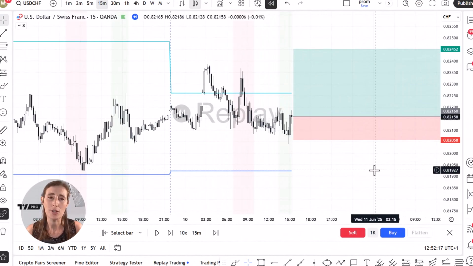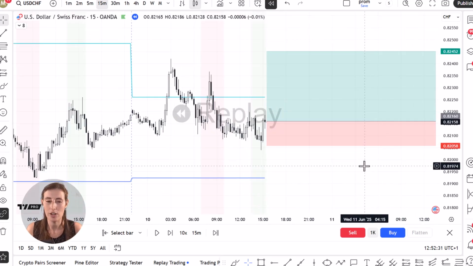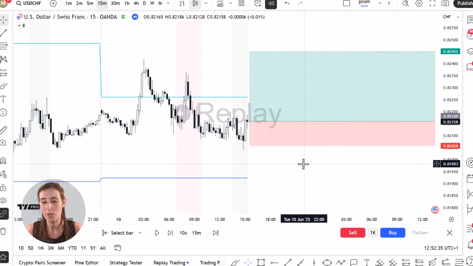So I've taken my charts back in time to when I placed this trade. The trade was originally placed on the Tuesday, but it hit its point on the Wednesday and concluded the trade. So this is recapping a live trade that I took in the markets, and I was day trading the New York session, trading Forex, trading USD Swiss franc.